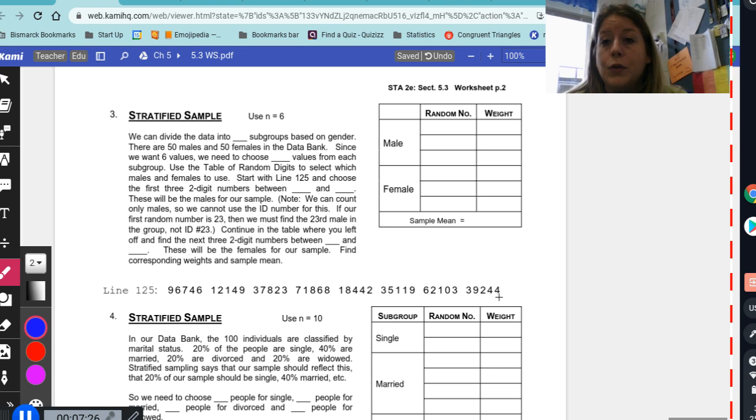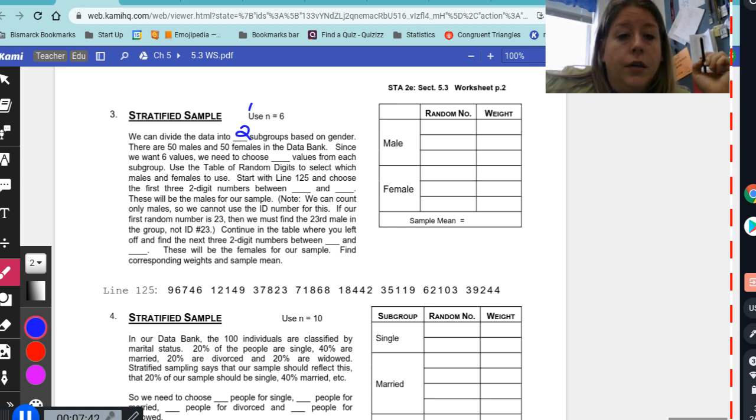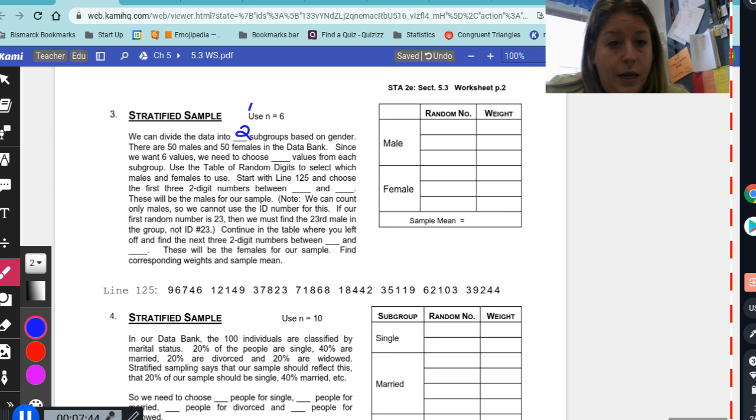Now in the back we do stratified, which is what we've been talking about today. For the first one, we're going to break them into males and females, because those are marked that way, because obviously those two groups are going to have different weight profiles. So we're going to divide this data into two subgroups based on gender. There are 50 males and 50 females in the bank. Since we want 6 values, we need to choose 3 values from each subgroup.